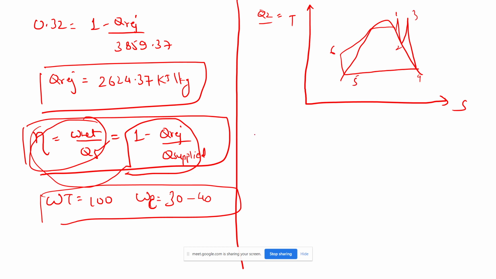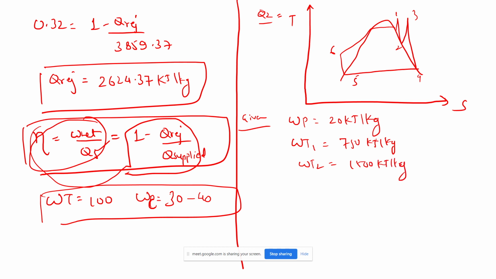So what they have mentioned in the question, they have given the pump work. What is the pump work done per kg? Now, second is turbine work 1. Turbine work 1 they have given 750 joule per kg. Similarly turbine work 2 they have given 1500 joule per kg. Now they have written that the entry to the pump, that is H5. What is the value of H5 or HF? You can also write saturated. It is entering in the form of saturated liquid. So what will be 200 joule per kg?